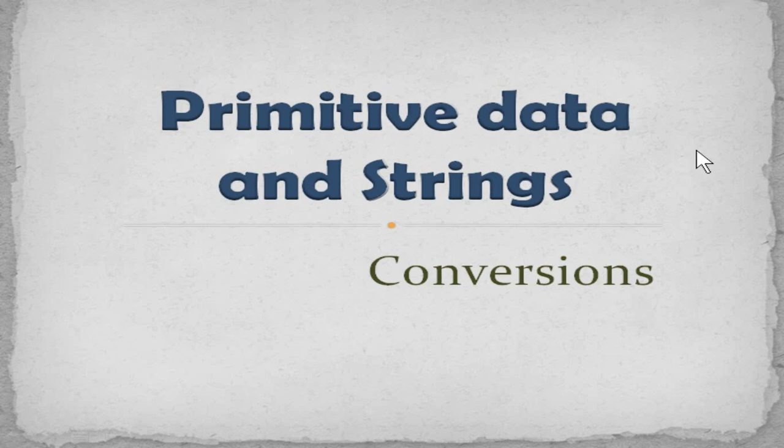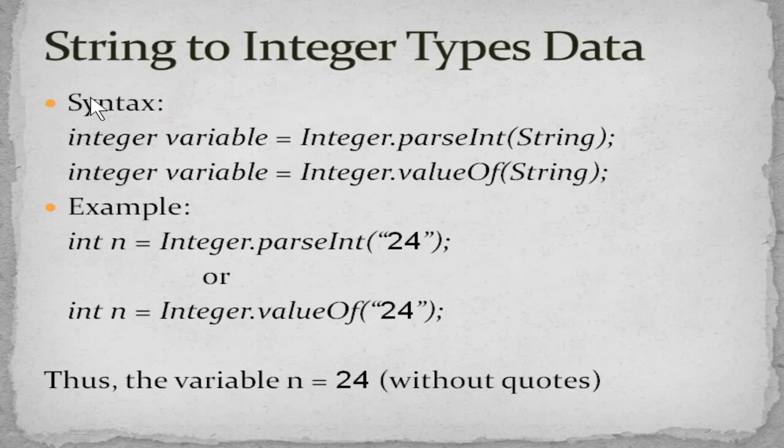Hello everyone. In this video we are going to see the conversions between primitive data and strings. First, you are going to see string to integer type data. You are going to convert a string value into an integer. Normally we use a wrapper class to convert any string to primitive type data. So you are going to see that.